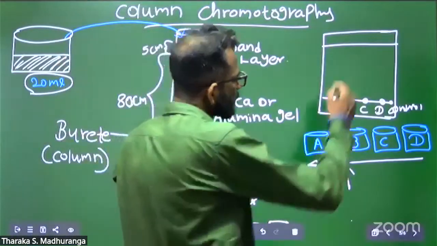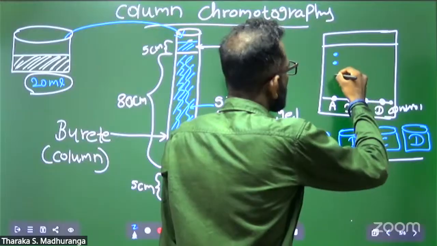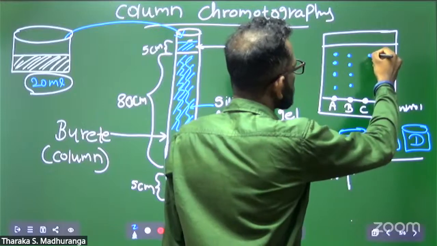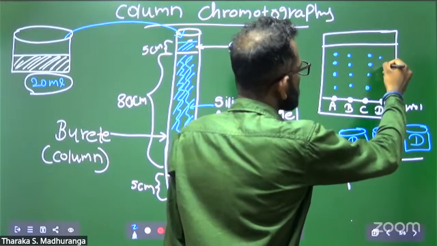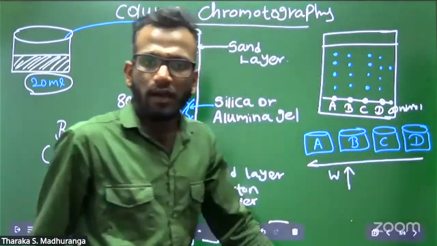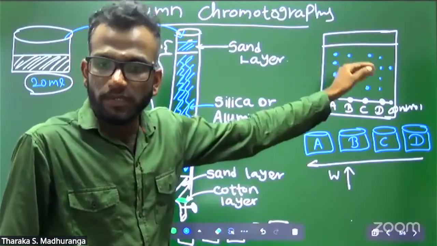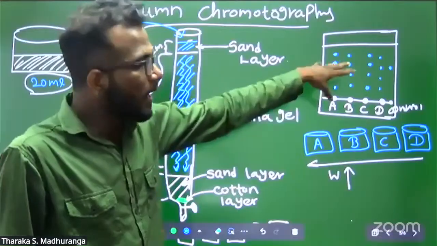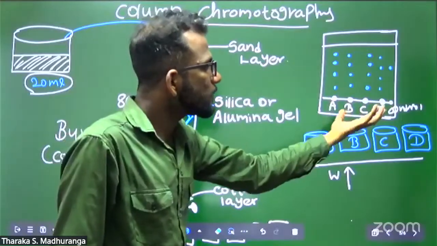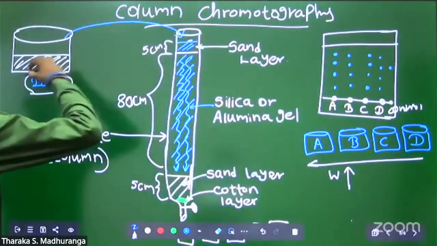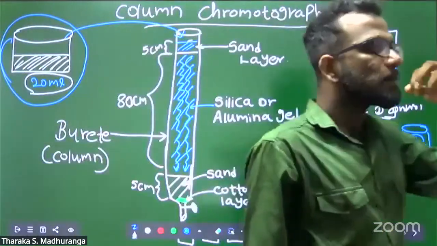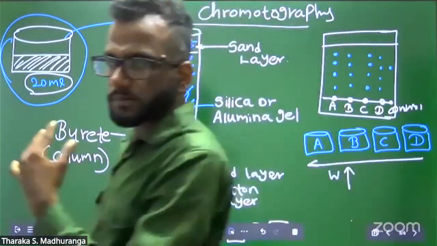Then without any overlapping, we can identify compounds like this, A, B, C, D. Then the control one is like this. Then we can again calculate the RF value of each compound, and we can compare with the control sample RF value, and we can identify whether this crude product contains the control sample compound or not, present or not.